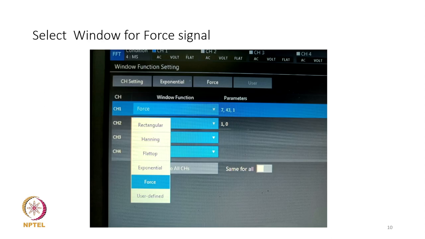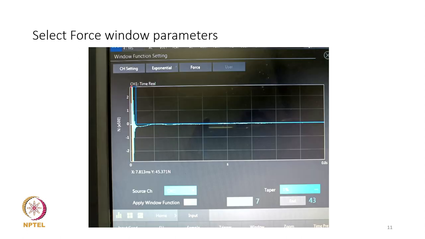Now, we are going to talk about the window we need for, let us say, the force signal. So, here we are going to use the force window for channel 1, which is measuring the force. And there are several options for channel 1: rectangular, Hanning, flat top, exponential force and user defined. Out of these we have taken the force window. Let us go to the next page.